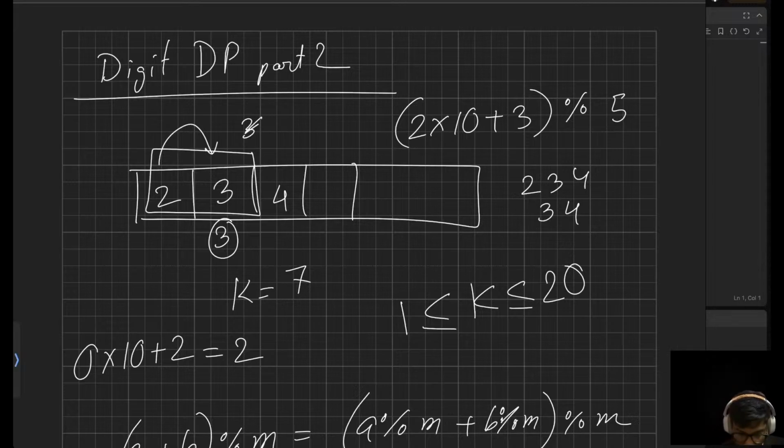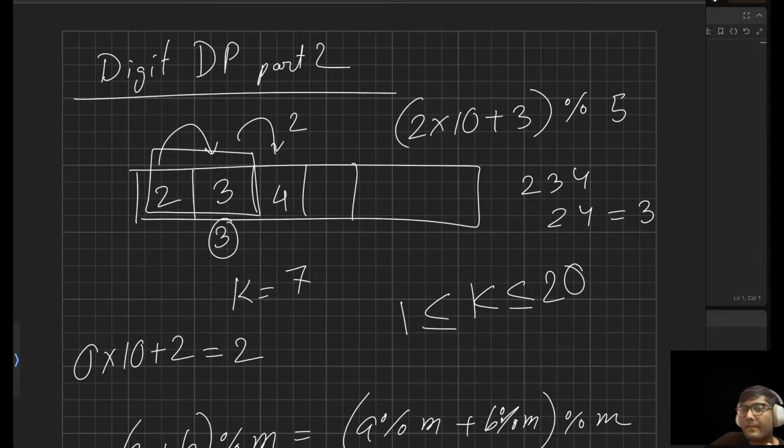So I came with a 2 here. Now my claim is 234 and 24 modulo 7 will be same. Let's check. 24 modulo 7 is 3 and 234 modulo 7.